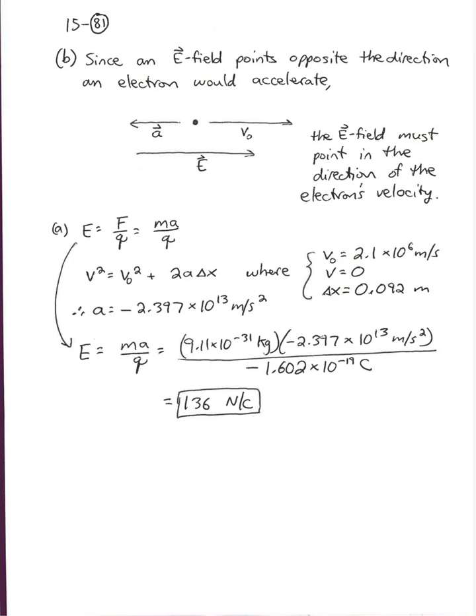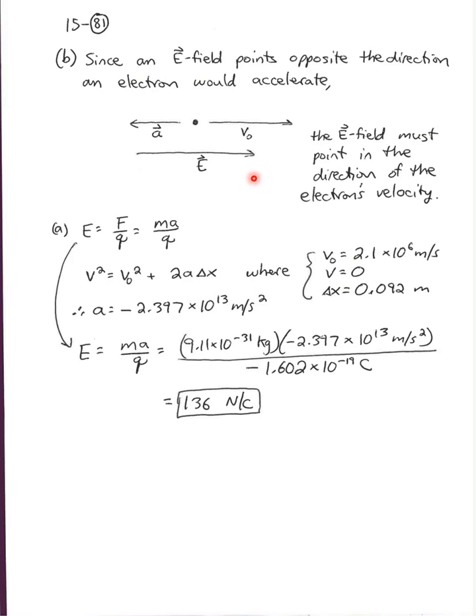Let's just draw a picture right here. I've started by drawing the electron going to the right with v naught, and it's going to be slowed down, so its acceleration is to the left. Remember that a negative charge will be accelerated in the opposite direction of the electric field. So the electric field must be going to the right, so that the electron's acceleration will be to the left. Okay, so that's the direction of the electric field.